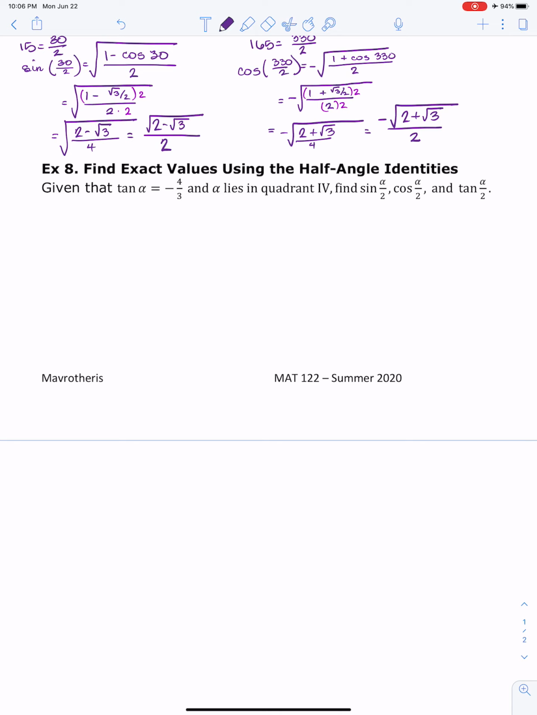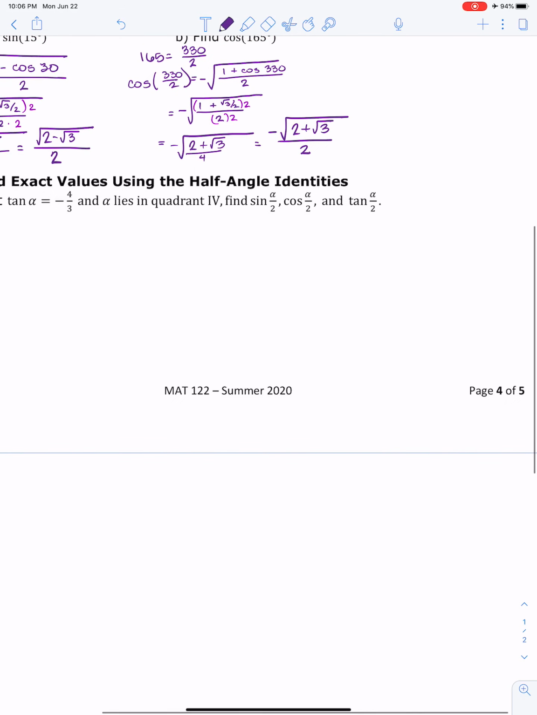Example 8, find the exact values using the half angle identities. So we know that the tangent of alpha equals negative 4/3. Alpha lies in quadrant 4. So first things first, I'm going to draw my picture. And my tangent is negative 4 over 3.